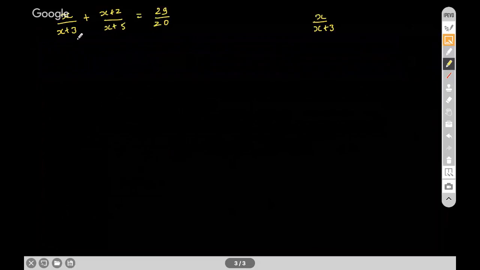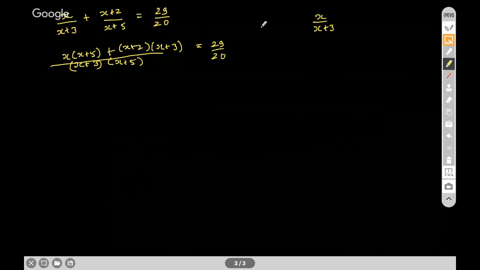Clearly, this is not a quadratic equation in this form, but it can be reduced to one. How? Let us take the LCM. So if you take the LCM, x plus 3 and x plus 5 in the denominator, and here it is x times x plus 5, and here it is x plus 2 times x plus 3, and this is equal to 29 upon 20.